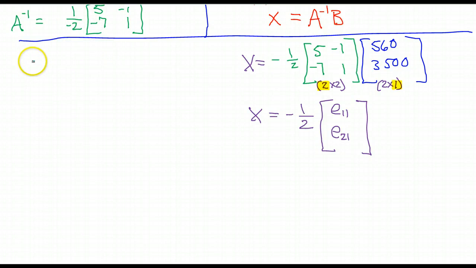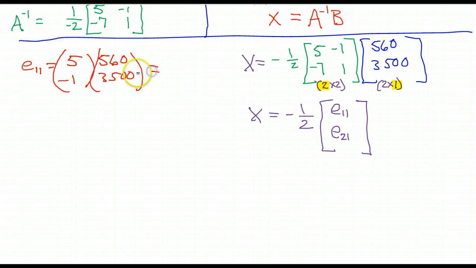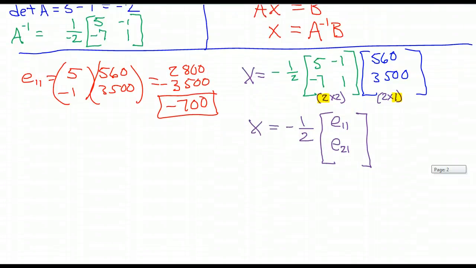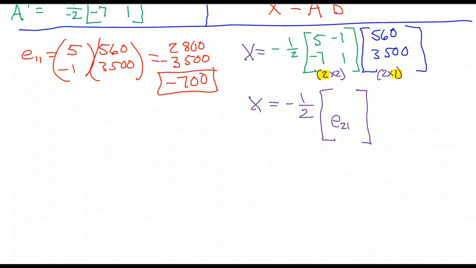Let's start by finding element 1, 1. I'm talking about this green matrix here and the blue. That's row 1 times column 1. So row 1 is just 5 and negative 1. Column 1 is 560 and 3,500. We're just going to multiply these together. So that's going to be 2,800, and this is going to be negative 3,500. If I put those together, I'm going to get negative 700. So that is the value of our first element.